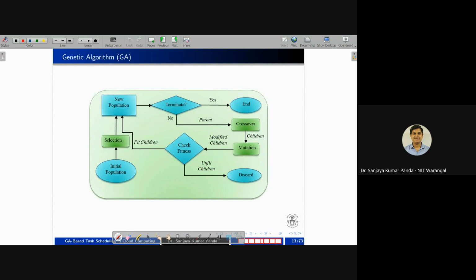Parents means in the new population you have to select two parents. As the termination condition is not satisfied, you take two different individuals from the new population and apply the process of crossover. Once you perform crossover, you will get two children. By taking two parents, you are getting two children. Then you will apply the process of mutation to the children, and you will get the modified children. So mutation is always applied to the children. Mutation is not applied to the parents. After applying mutation to the children, you are getting the modified children. So now you have two parents, two children, and two modified children.